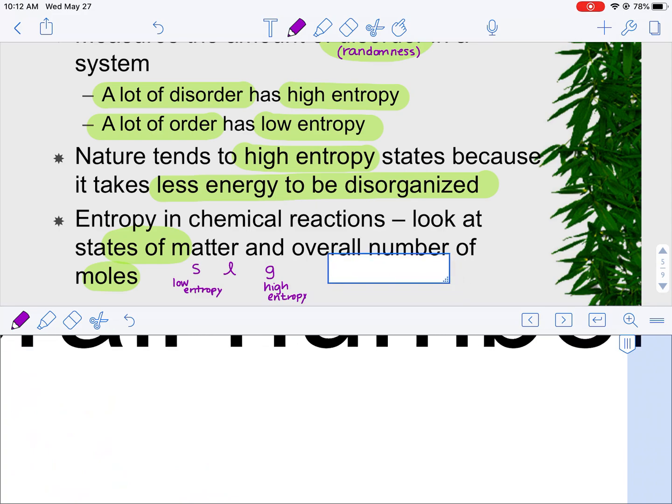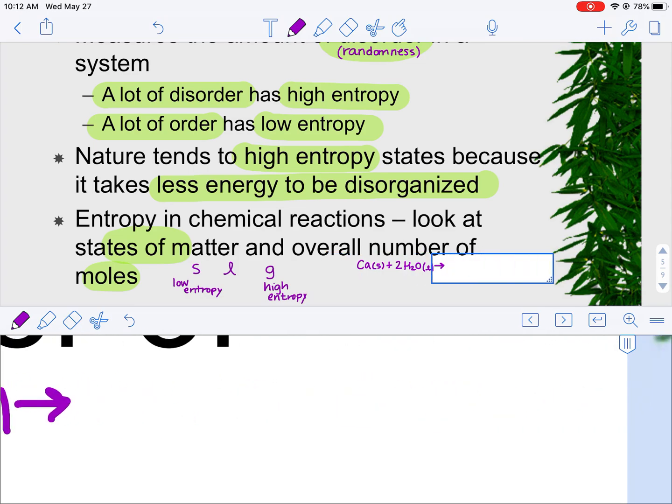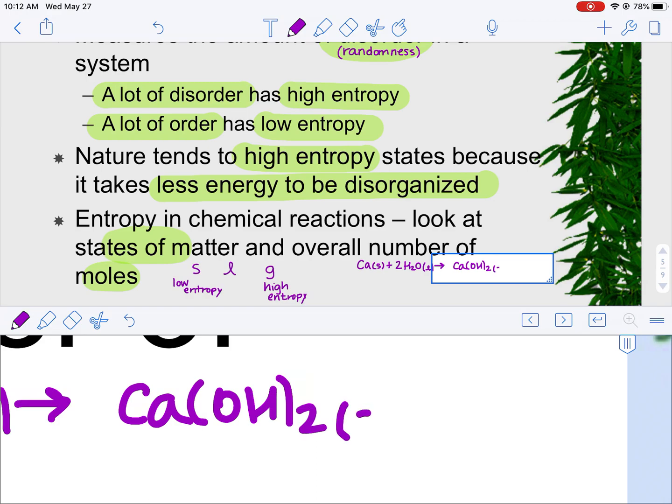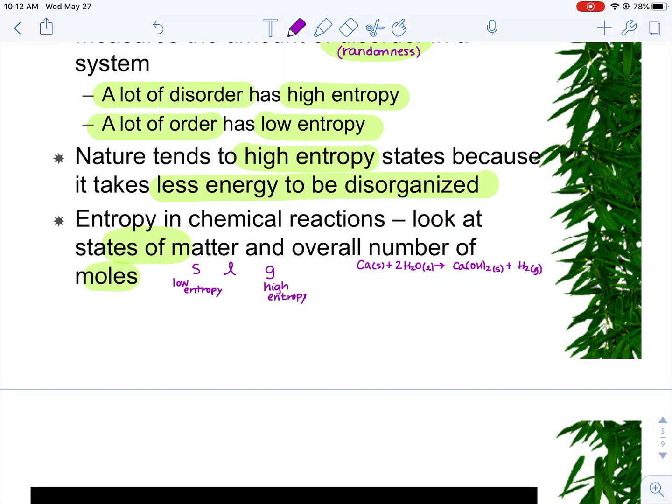So if we're looking, for example, at a chemical reaction, let's say we're starting out with solid calcium and it's reacting with 2 moles of liquid water to produce solid calcium hydroxide and 1 mole of hydrogen gas. So if this is our chemical reaction and we're trying to analyze what's happening to the entropy, looking at my reactants, I'm starting out with a solid and a liquid. And looking at my products, I'm ending out with a solid and a gas.